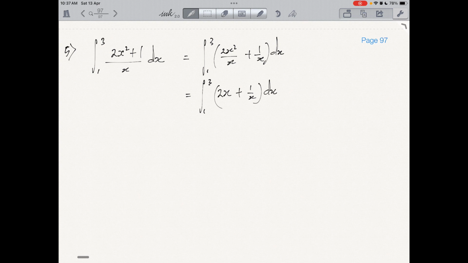And now let's integrate 2x plus 1 over x with respect to x, and we'll have 2x squared over 2 plus ln x from 1 to 3. And simplifying further, we have x squared plus ln x, limit from 1 to 3.